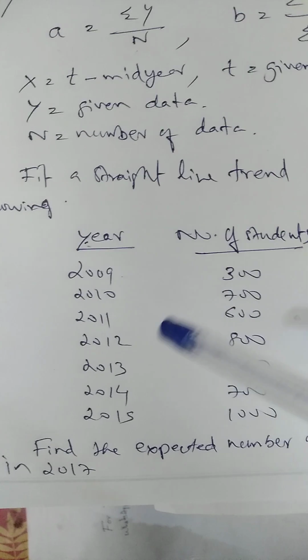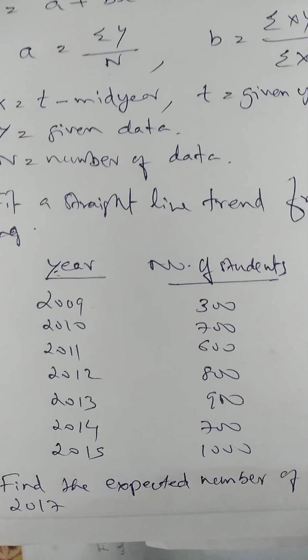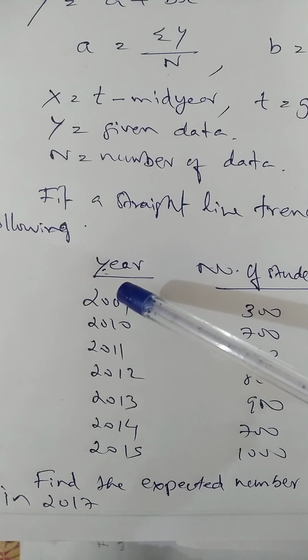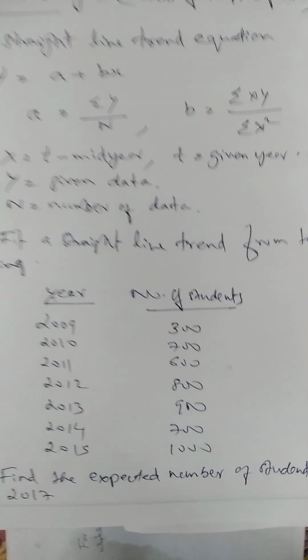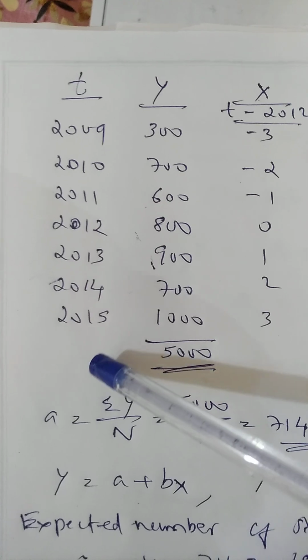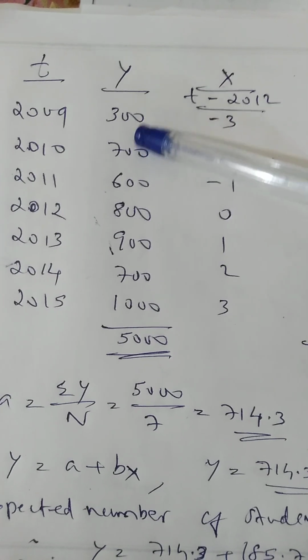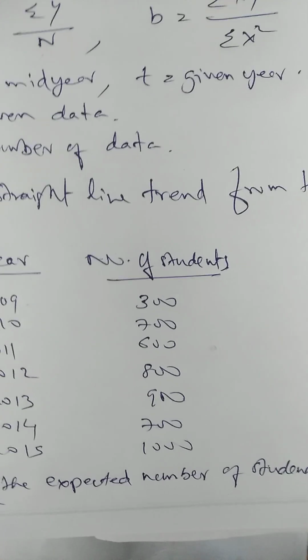Okay. Here only 7 items are there and the mid-year is 2012. Then we consider this mid-year 2012 and deduct it from each t value, means each given year. Then we will get the x value. Now come to this table. You can see the given years, which is t, and the given y variables are also given. Number of students is taken here as y. In the question you had been given this number of students, isn't it? So this is to be taken as y value.